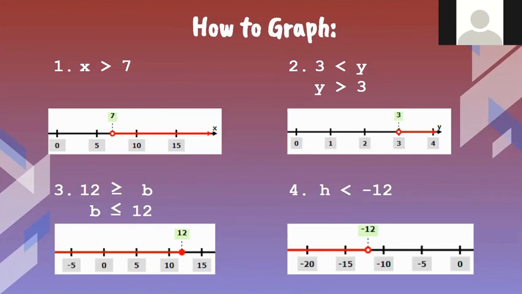Number 4, h is less than negative 12. You're going to find negative 12 on the number line, put an open circle on it. It has to be open because it is a less than. Then we're going to shade all of the numbers to the left of negative 12 on the number line. Since our variable was first, then it matches our inequality symbol. So everything is pointing to the left.